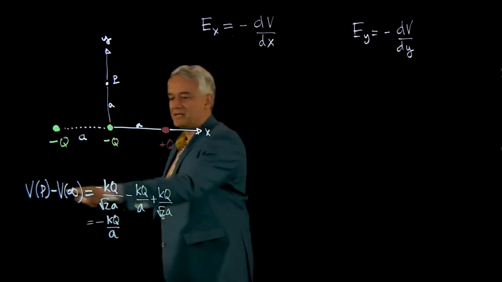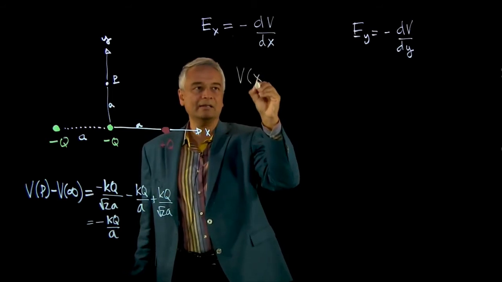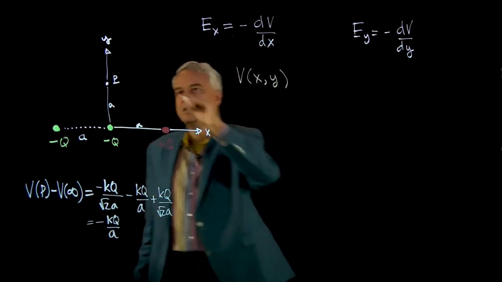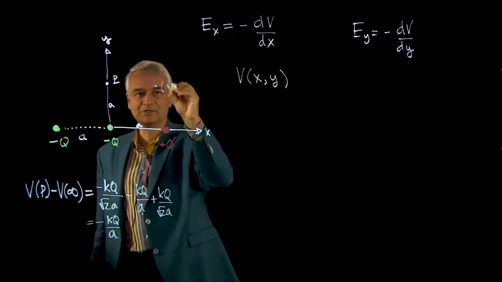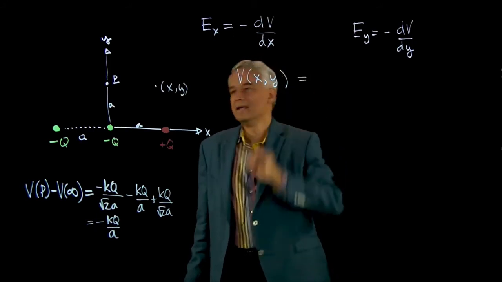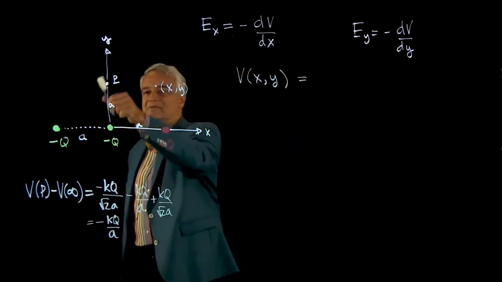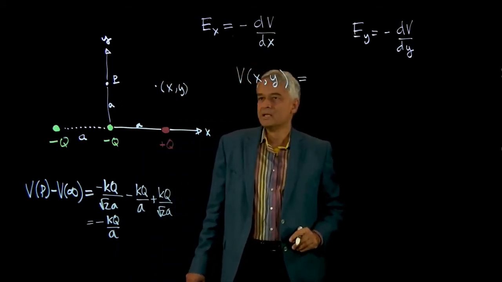But it's not enough to know V at only one point. We actually have to start with V at any x and y. So let's pick a generic point. What I'm interested in is the electric field at the point P, but let's pick some generic point x and y and ask what V is there, and that will give us information about V in an entire region around the point P.